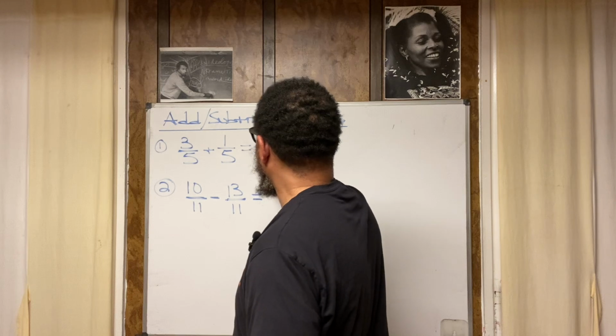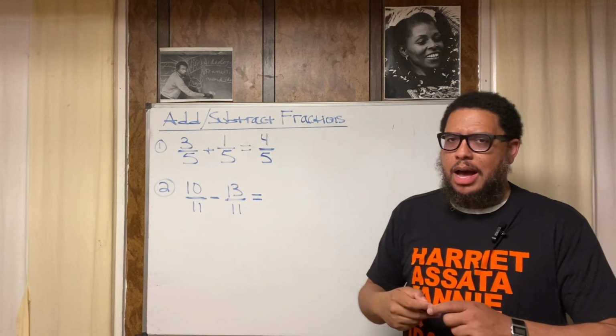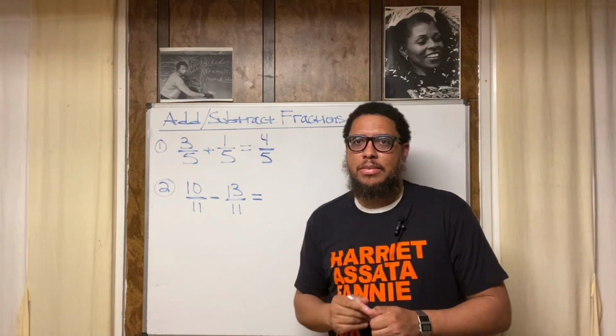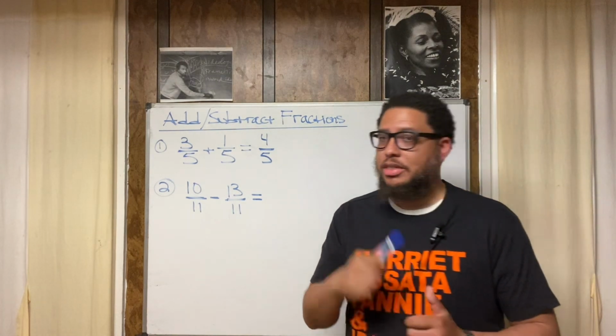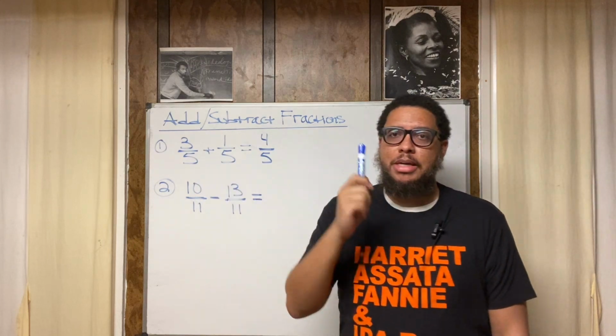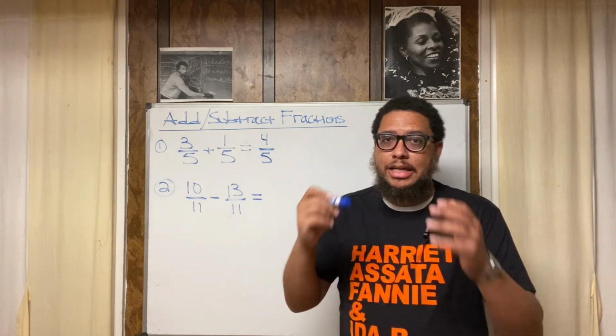So the answer is 4/5, right? But another thing I want to spend some time talking about is, how come the answer isn't 4/10? I want you to think about that. Because a lot of students will say, well, I'm adding 3 plus 1, so why don't I just add 5 plus 5? Because you have to understand what I just explained, the definition of a fraction, the concept of a fraction.